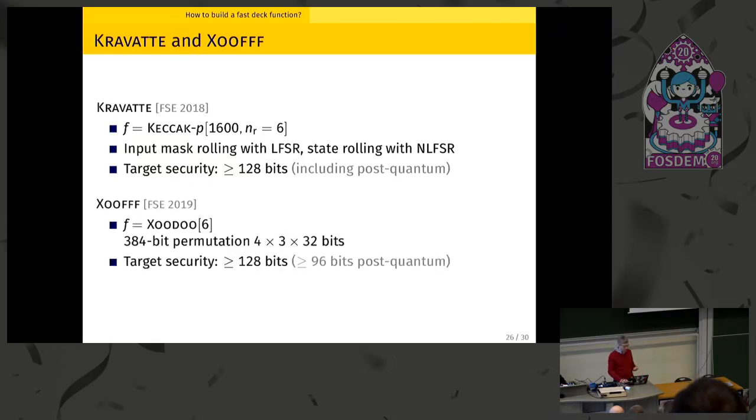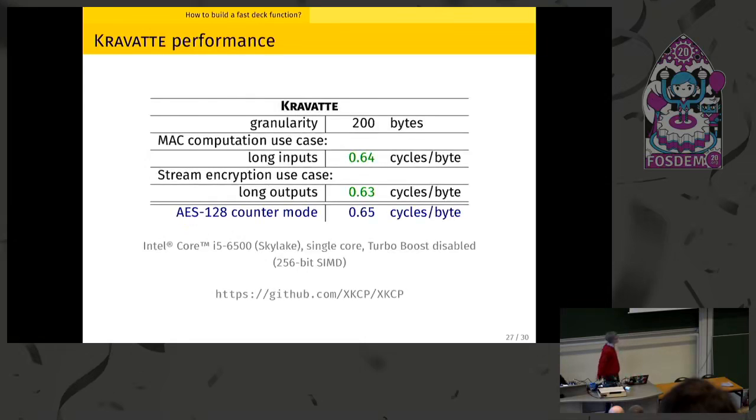So we defined another permutation that was done recently called Xoodoo. That's a 384-bit permutation, so 48 bytes. And we defined Xoofff, which is Farfalle using Xoodoo with 6 rounds. There again, we claim a security of at least 128 bits. This post-quantum claim was reduced a little bit because the permutation is smaller, and that's just a consequence of this size. So performance figures, so that's Kravatte on a Skylake processor.